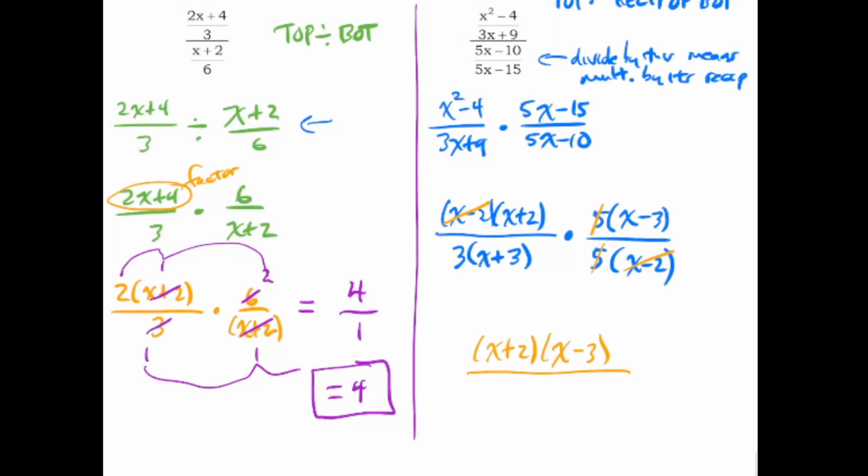Okay, and then what do we got on the bottom left here? We got the 3, and then we got the x plus 3, and that's really all we got. And that's it. Nothing else cancels, nothing else to do. You don't have to re-multiply it out. It looks great that way. That looks fabulous. Factored form is a fabulous form.